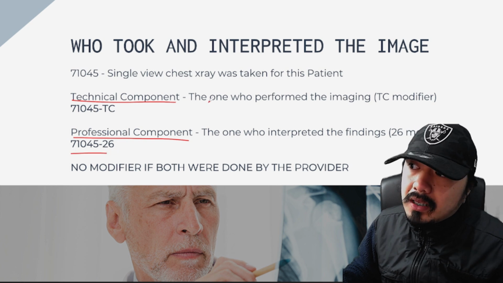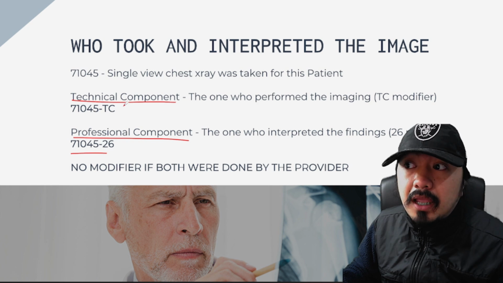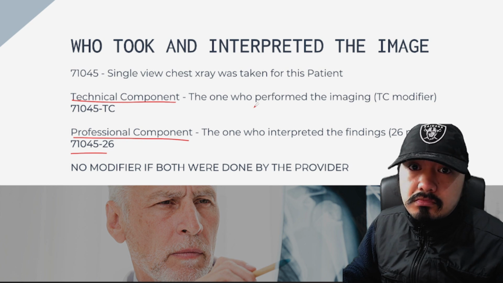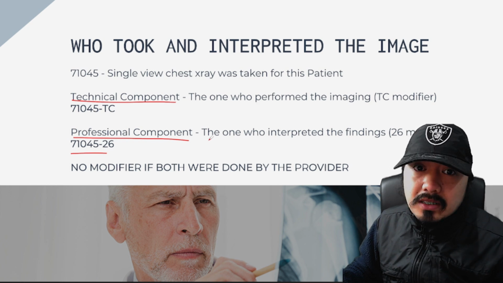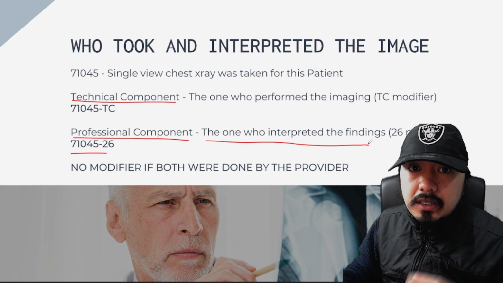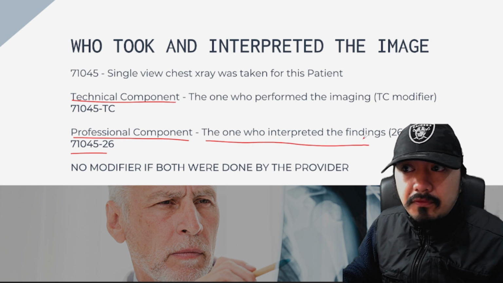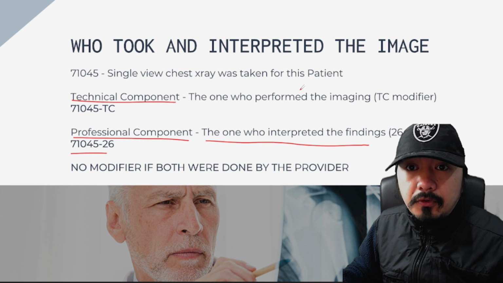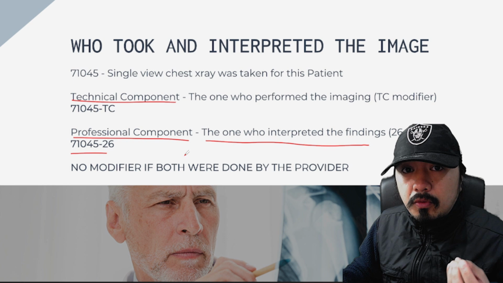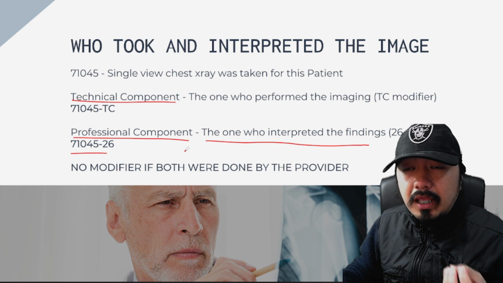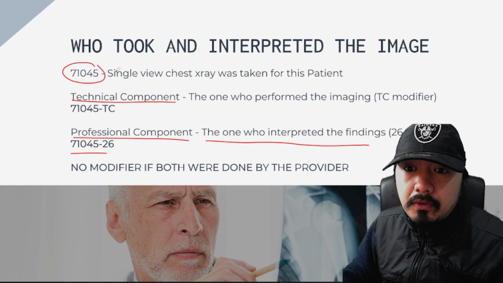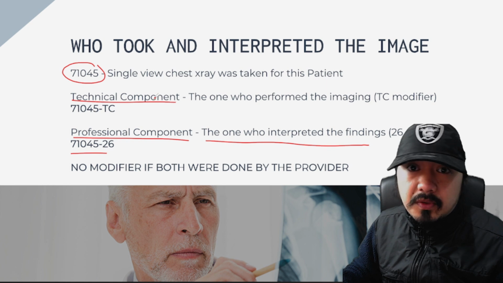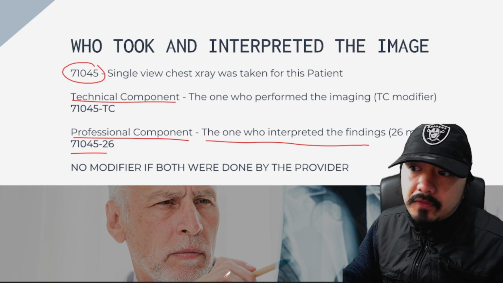So, the technical component is the one who performed the imaging. So, apply modifier TC for that entity or person who took the image and not interpreted the image itself. All right. As for the professional component, this is given to that person or entity who interpreted the findings. And if it's the same person or same doctor who performed both, then we will be using the global concept. We will not be putting any modifier on that code. So as you can see, just simply code 71045, for example, for that single view chest x-ray that was performed for the patient. Okay. So please take note of this.